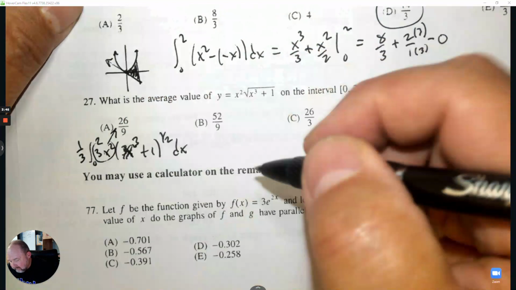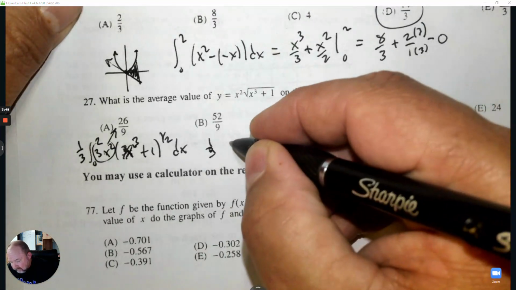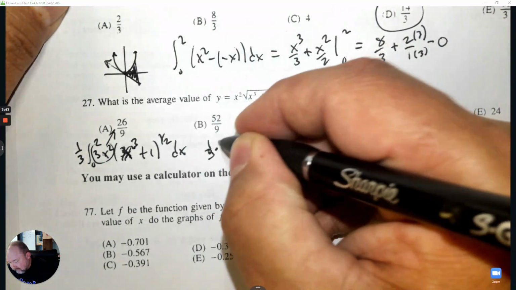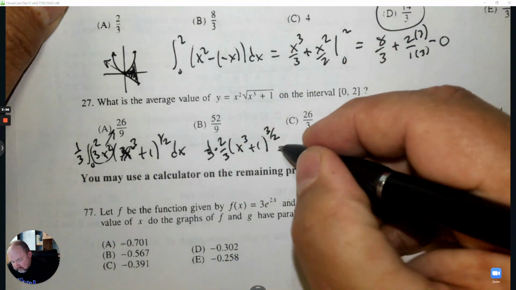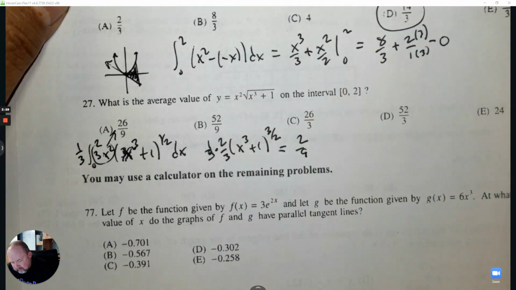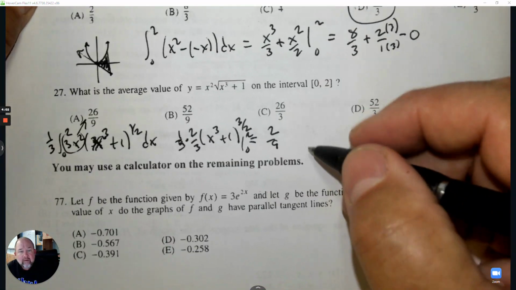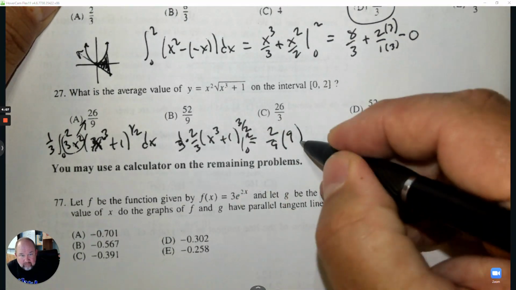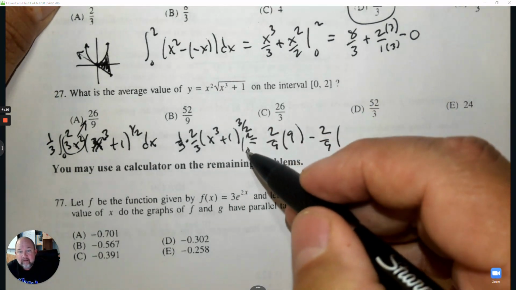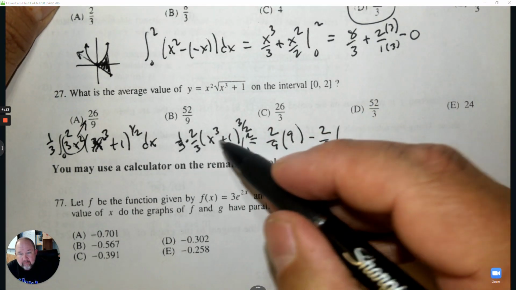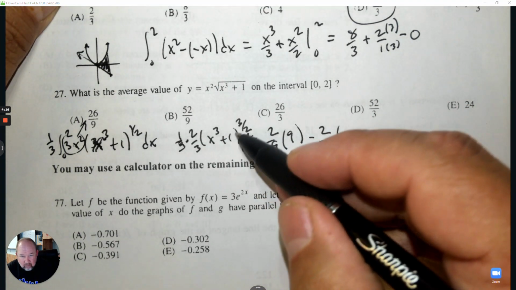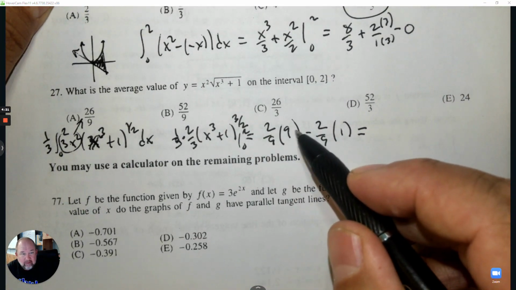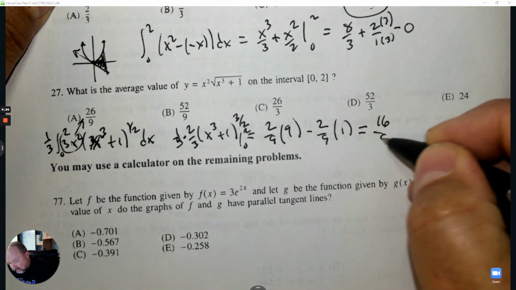The hook is not a part of the answer. 1/3 is. And then it's x cubed plus 1. And then you add 1 to the exponent and then times the reciprocal. So I got 2 over 9. And then that goes from 0 to 2. First I'm going to plug in 2. That's 8 plus 1. Subtract. I'm going to plug in 0. That gives me 1 to any exponent is 1, so it's just 2 over 9. So I have 18 take away 2 over 9.